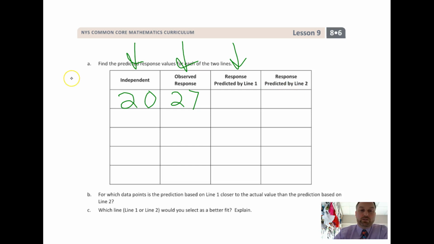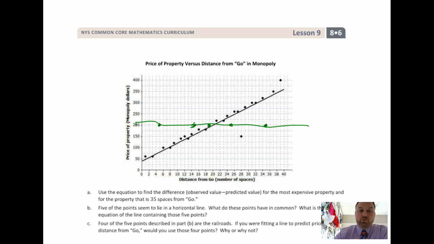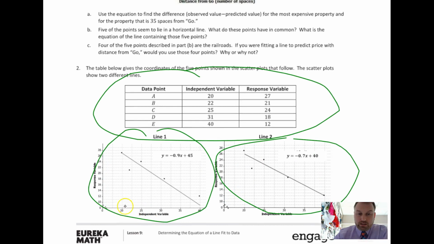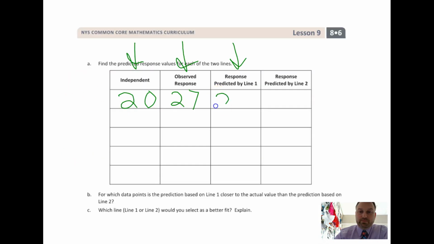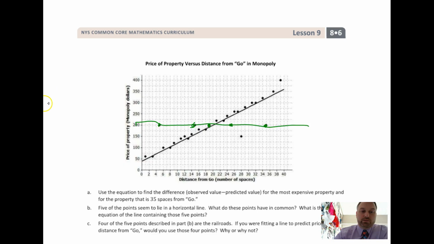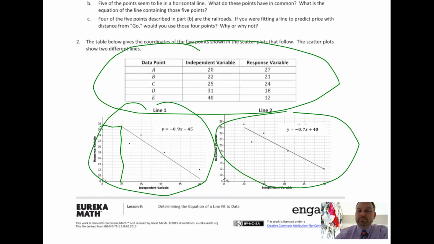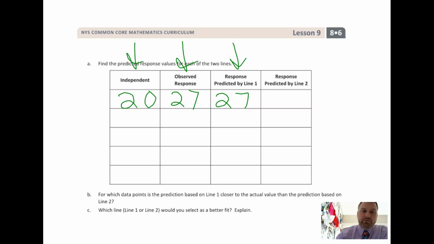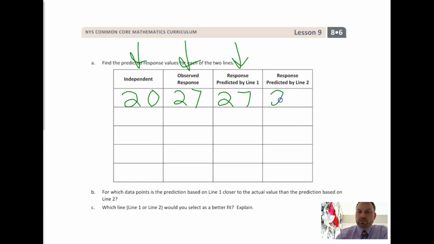So go to line 1 at 20. Okay, at 20, line 1 says it should be at 27. And line 2 says it should be at, looks like, 26. So this is how you fill in this table. And then you can answer B and C, pretty straightforward.